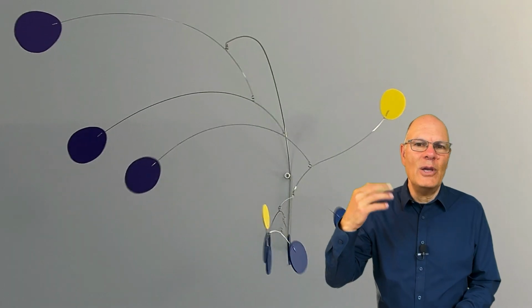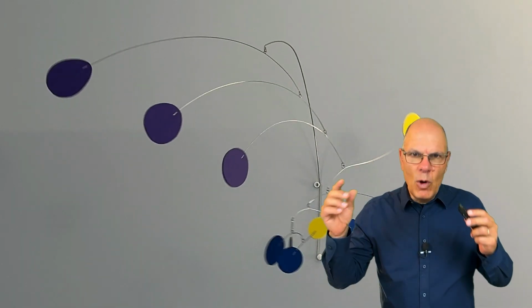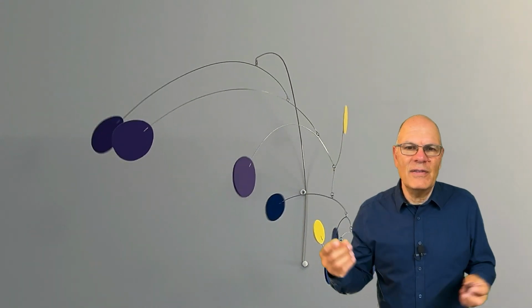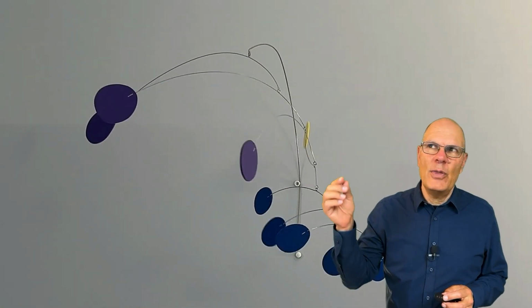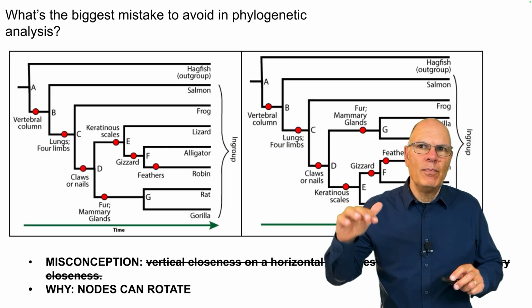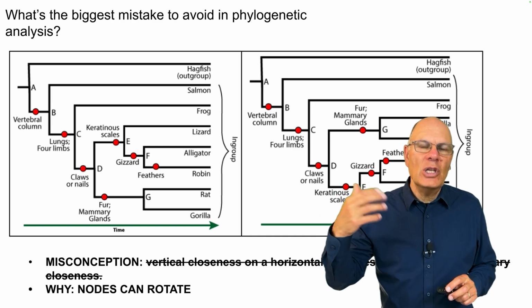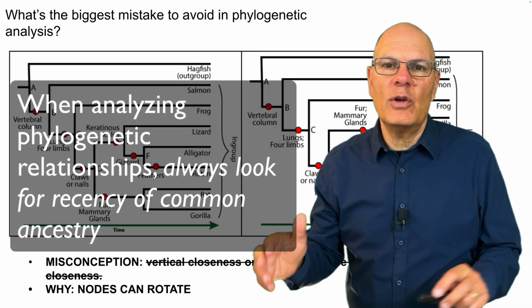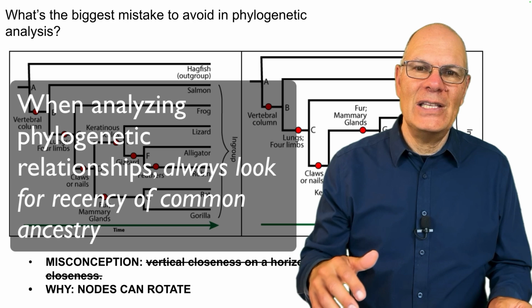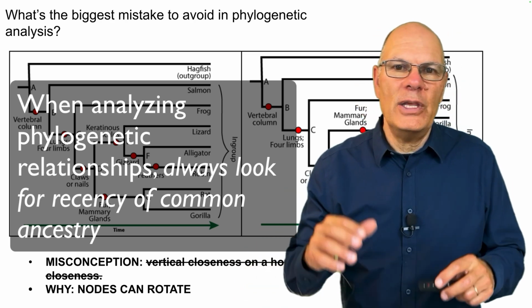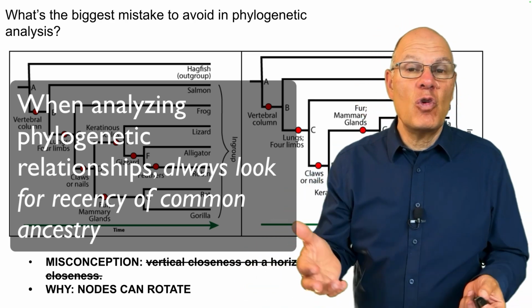And if you think about the art form called a mobile, mobiles all rotate. It's a kind of kinetic sculpture. And if you can think of phylogenetic trees as one instantiation of a kinetic sculpture, you'll have the right idea about this. Always look for recency of common ancestry when you're trying to figure out the evolutionary relationships described by a phylogenetic tree.